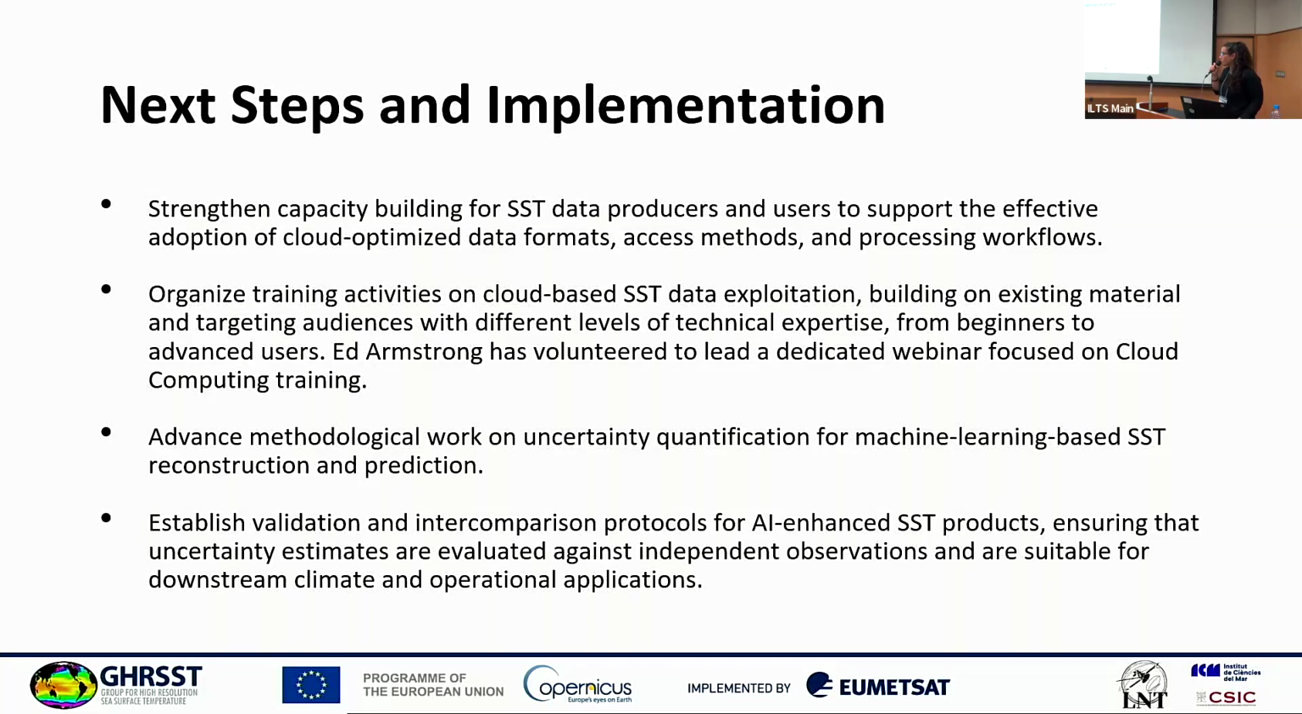There is the need to advance methodological work on uncertainty quantification for machine learning-based SST reconstruction and prediction. As I said, this was the major concern in this community. And finally, maybe we need to establish validation and intercomparison protocols for AI-enhanced SST products, ensuring that the uncertainty estimates are evaluated against independent observations and are suitable for downstream climate and operational applications. That's all. Thank you very much.